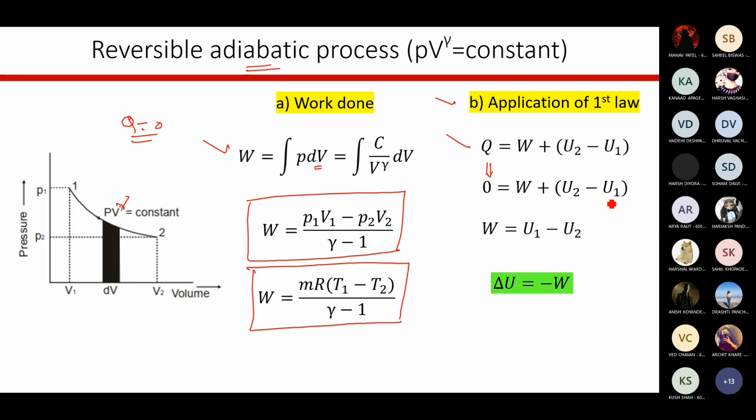So W will remain as it is, and I'm writing U2 minus U1 as it is. So if you rewrite this expression, you can write W is equal to U1 minus U2. Or if I write delta U for U2 minus U1, I can write the expression like this. So delta U is equal to minus W in case of a reversible adiabatic process. So note down this. In magnitude, the change in internal energy is equal to the work done in case of a reversible adiabatic process, but the sense is opposite. Note it down.